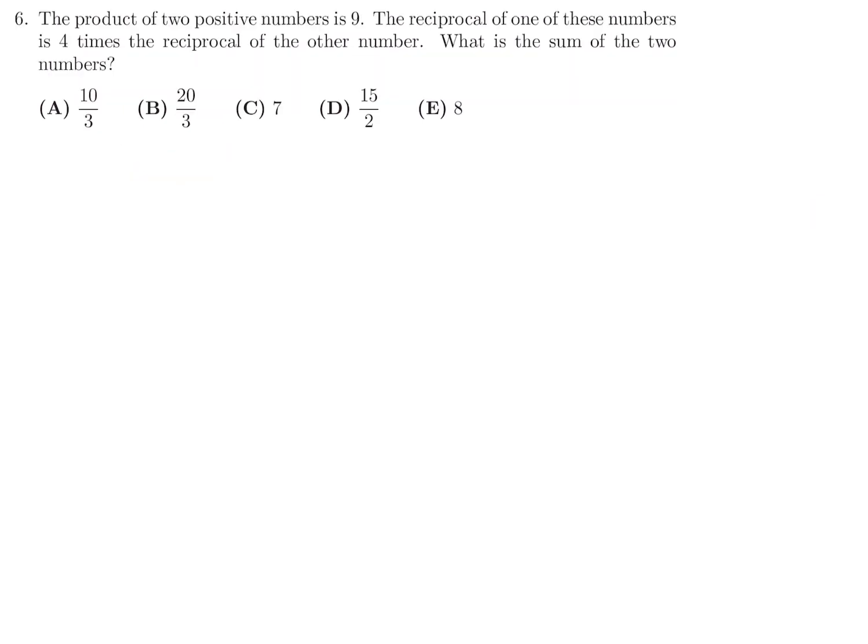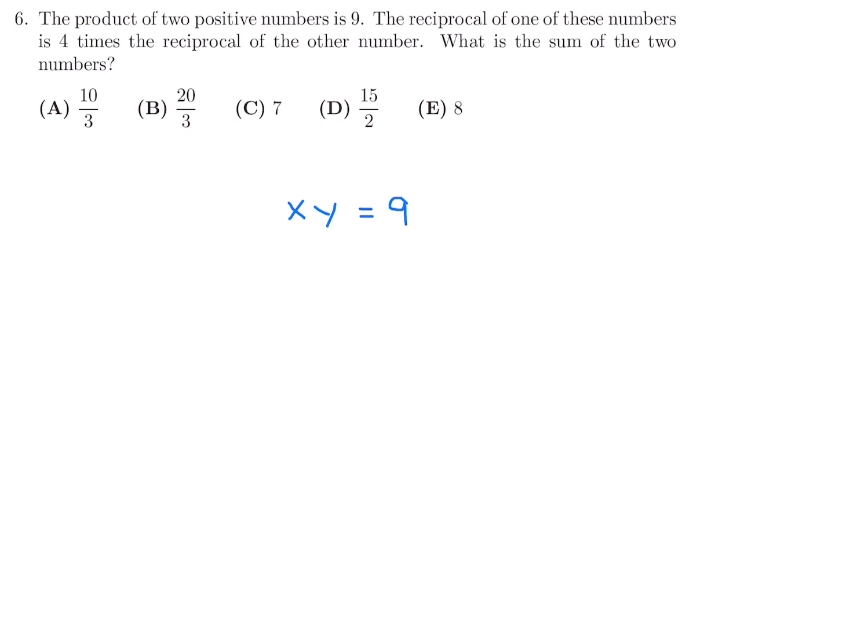The product of two positive numbers is 9. The reciprocal of one of these numbers is 4 times the reciprocal of the other number. What is the sum of the two numbers? So we have two numbers, and we can call them x and y. And when you multiply them, the product is 9.